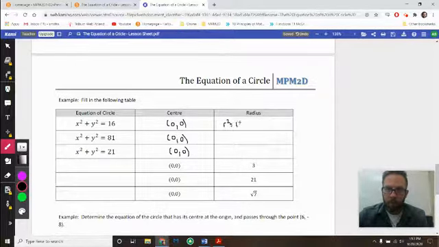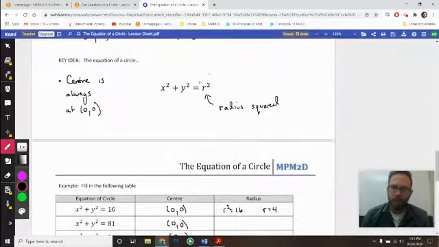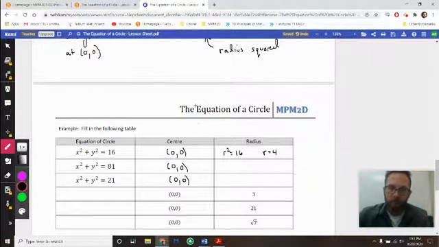In this first one, radius squared is 16, which means the radius is 4. So the big mistake students make with circles is thinking that the number on the end is the radius itself. No, it's the radius squared. You have to square root it. So the radius squared for the second one is 81. That's a circle with its center at (0, 0) and a radius of 9.